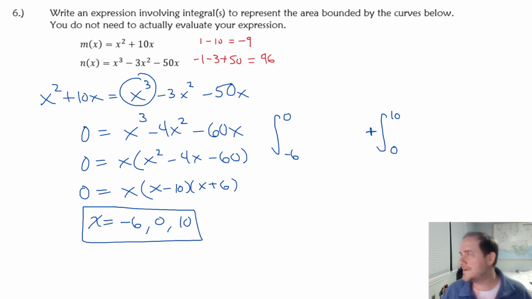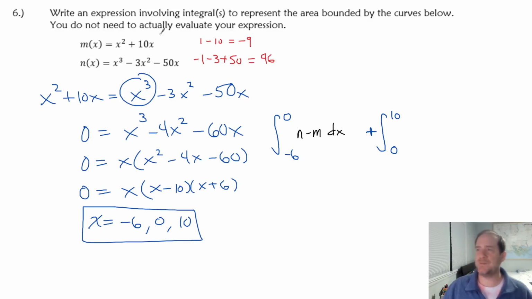So we're going to do n minus m dx. And the other one should be the reverse. I mean, typically the sign is going to change, but it doesn't have to change necessarily. So run your test points.